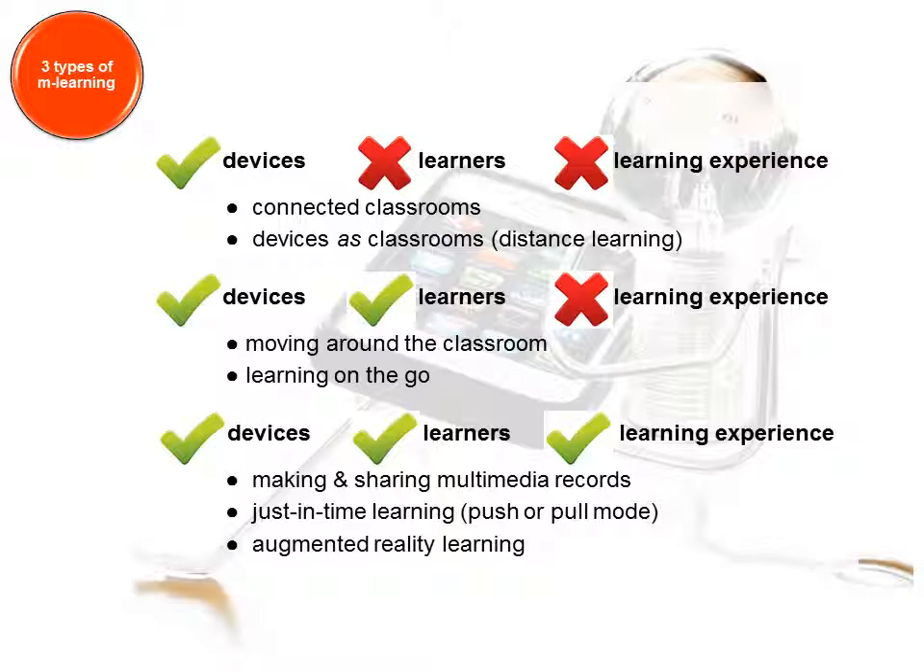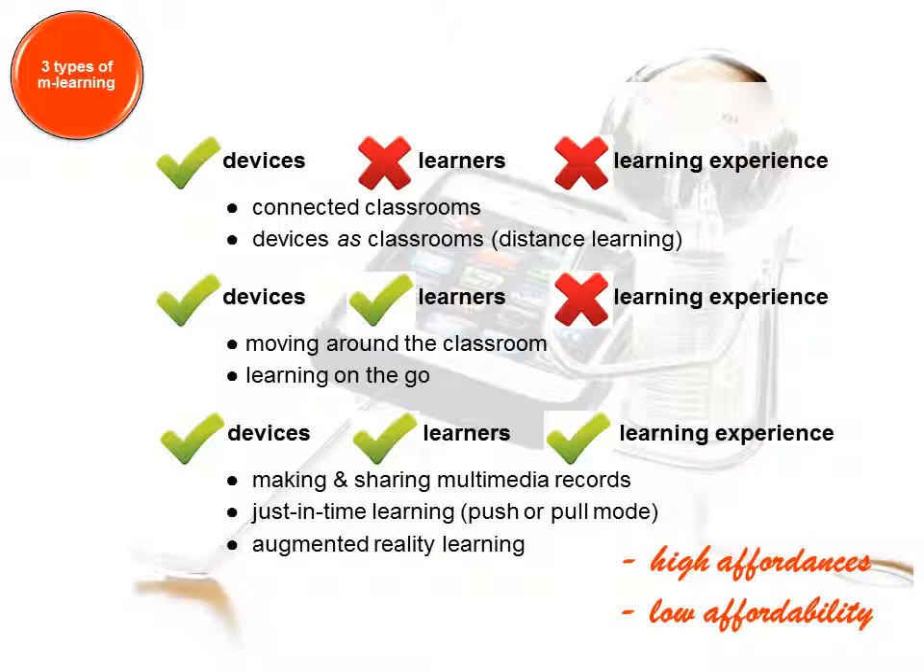So, looking across these three levels, we can see that there are very different levels of sophistication involved. When we get to the last level, where the devices, the learners, and the learning experience are all mobile, we are talking about a very high level of sophistication. Or, to put it another way, we're talking about making a very high level of use of the affordances of mobile devices. But that means that we need state-of-the-art devices, and they of course have a low level of affordability.